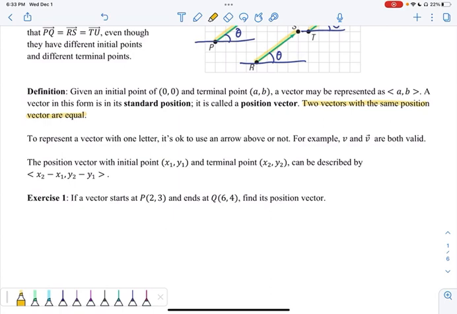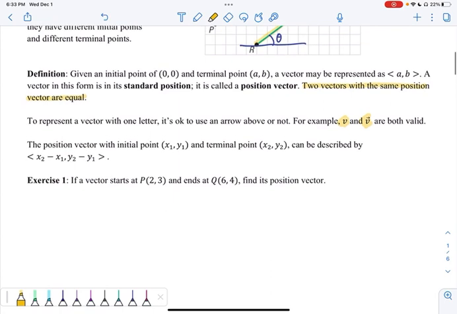We can represent a vector with one letter, and you'll see sometimes it's in bold or italics, and then sometimes it has a little arrow on top as well. And those are all ways that we can represent a vector. So if we want to look at a position vector with a known initial point and a known terminal point, then we can describe that with a position vector by just subtracting the terminal x value minus the initial x value and the terminal y value minus the initial y value.